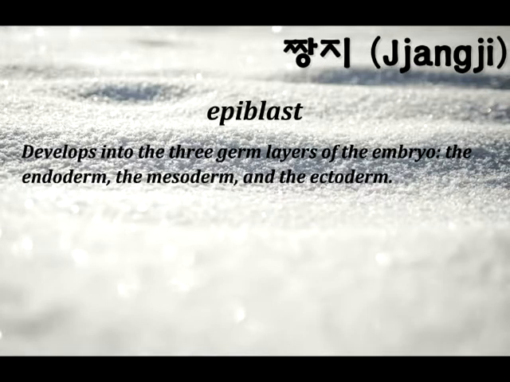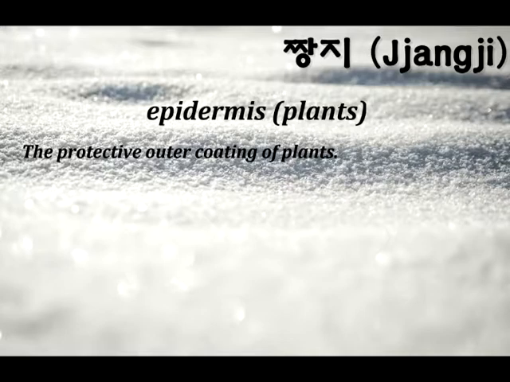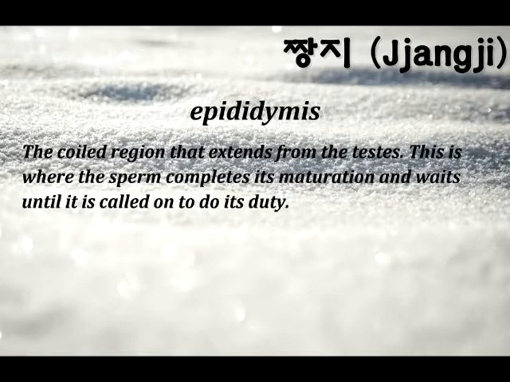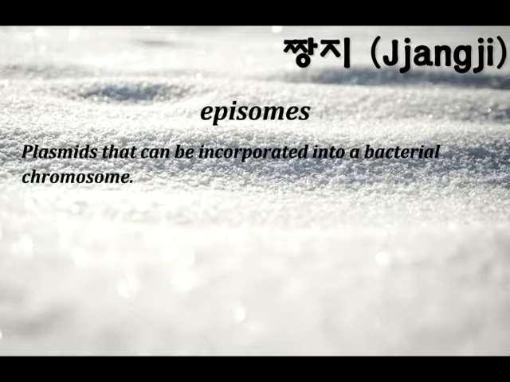Epiblast, develops into the 3 germ layers of the embryo, the endoderm, the mesoderm, and the ectoderm. Epidermis, plants, the protective outer coating of plants. Epididymis, the coiled region that extends from the testes. This is where the sperm completes its maturation and waits until it is called on to do its duty. Episomes, plasmids that can be incorporated into a bacterial chromosome.